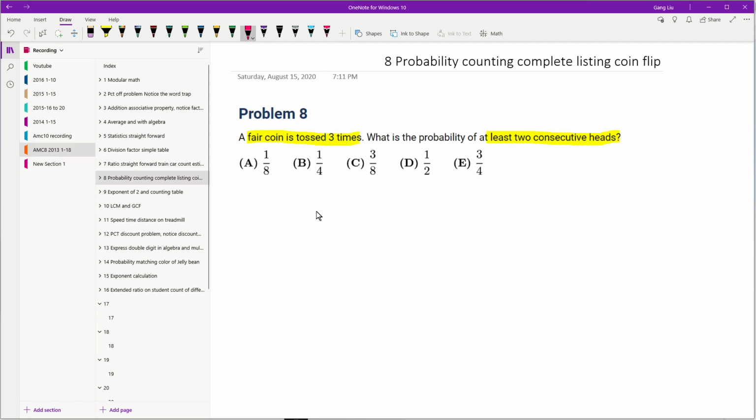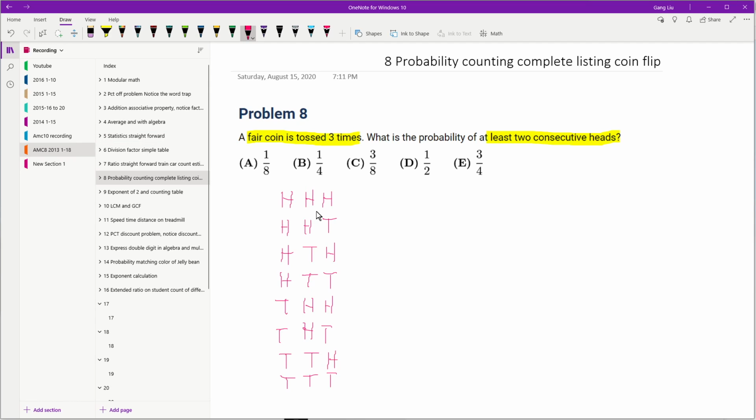We can completely list all the results of the coin tossing: head, head, head, head, head, tail, head, tail, head, head, tail, tail, tail, head, head, tail, head, tail, tail, tail, head, tail, tail, tail.